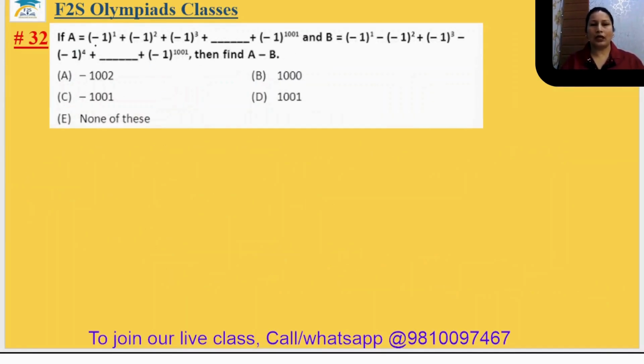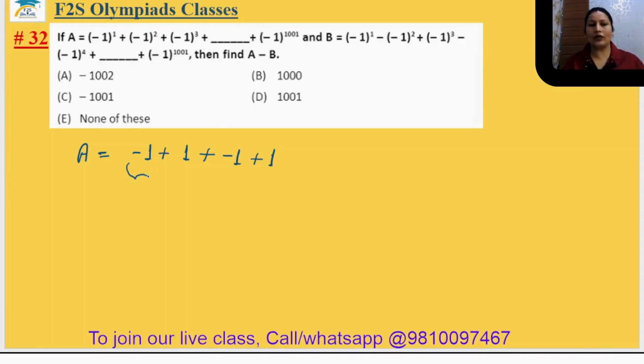32. A equal to this, B equal to this, find A minus B. So I am writing option A. A equal to minus 1 to the power 1, so it is minus 1 plus minus 1 to the power square, which is plus 1. So minus 1 plus 1. If on minus 1 there is an odd power, then it will be minus 1, and if there is an even power, then it will be plus 1. Okay? So minus 1 plus 1. Again, it will be minus 1 plus 1.